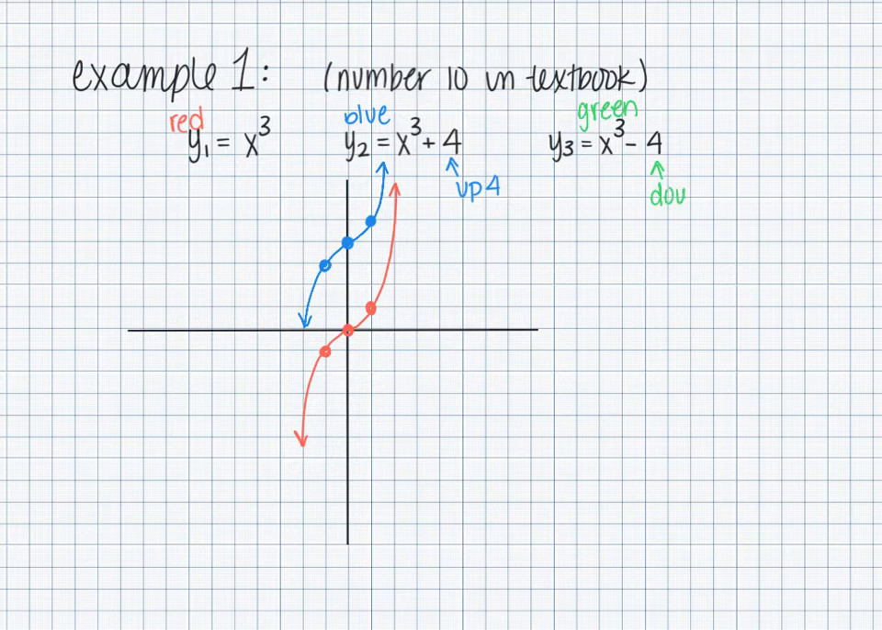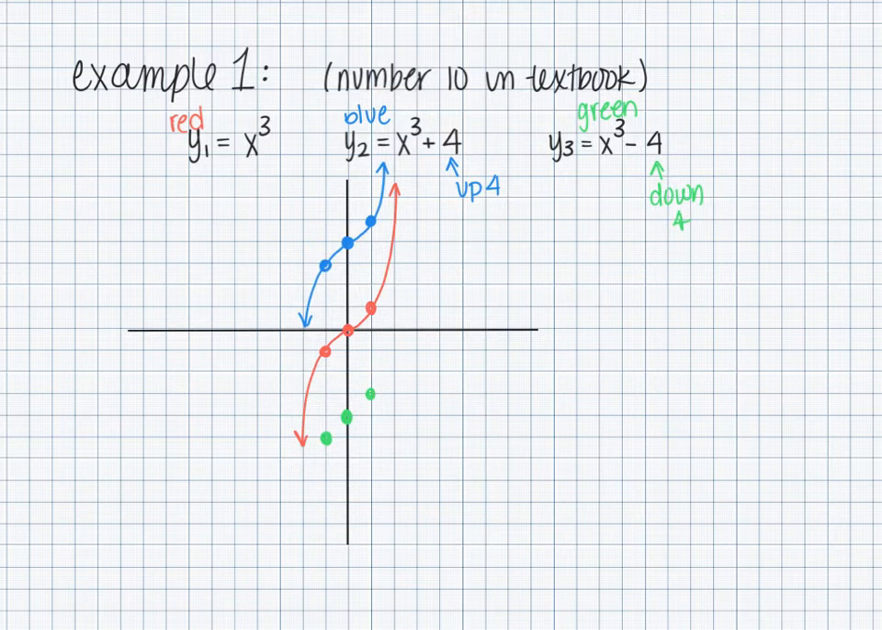So it's going to go down 4 units, which means I'm going to take every single point in my parent function. This is my parent function, the red graph. I'm going to take every single point and move it down 4. So I'll be here and I'll go 1, 2, 3, 4. And then I have the next one down 1, 2, 3, 4. And the next one down 1, 2, 3, 4. So every single one of those points, I moved it down 4.